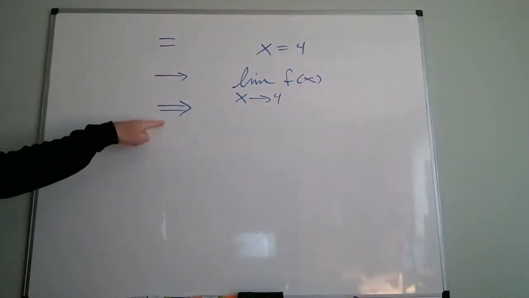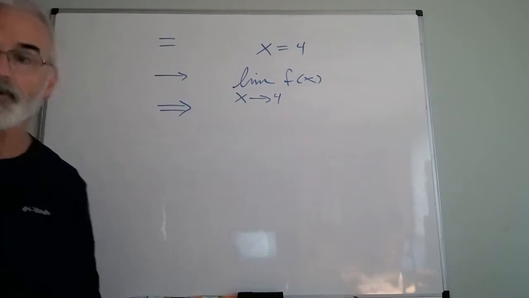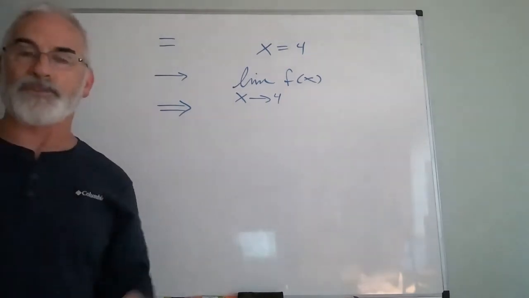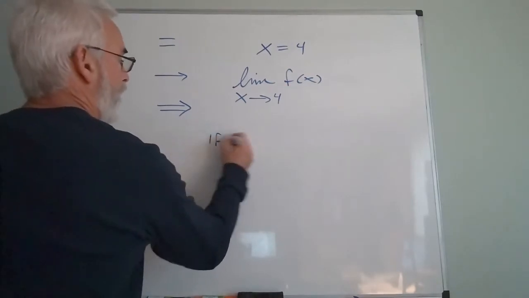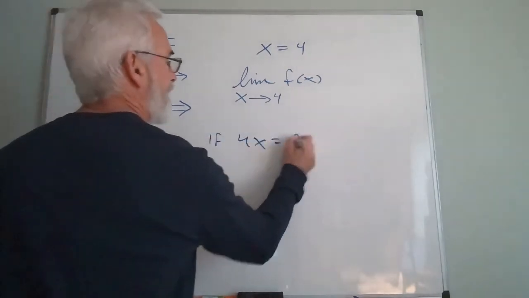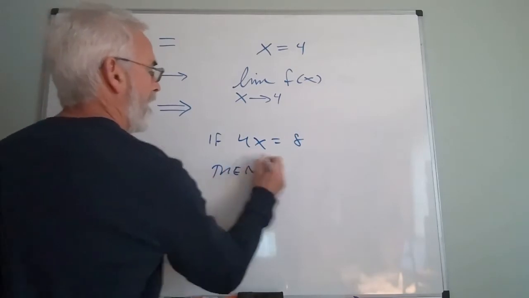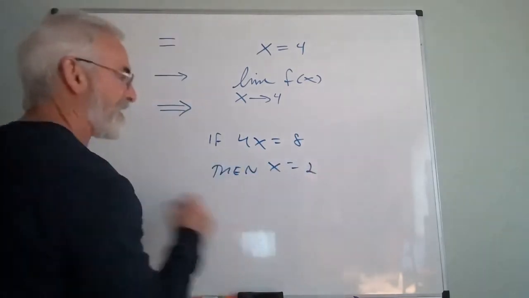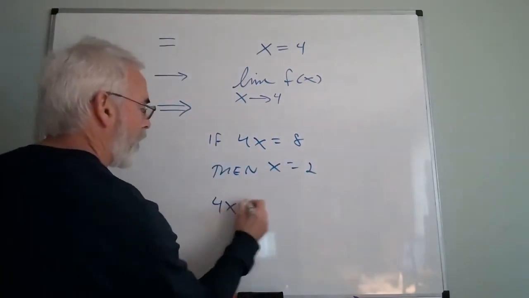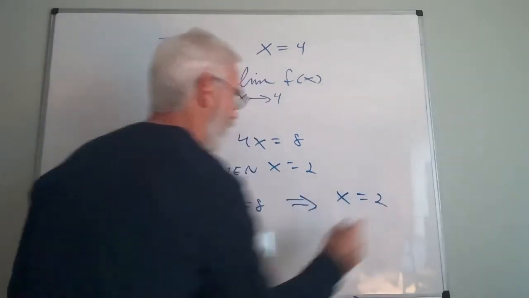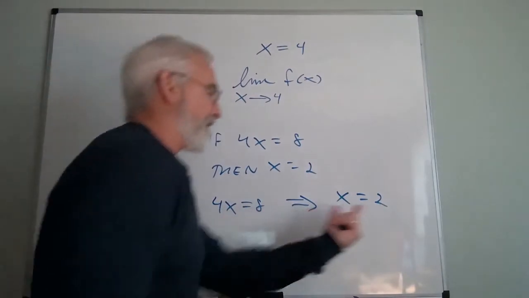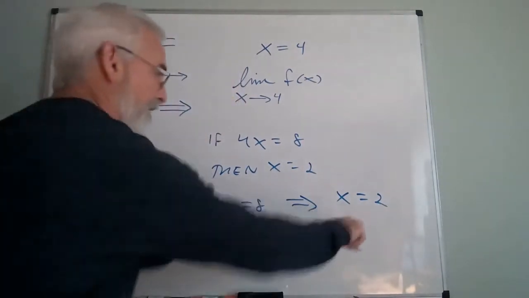And this one is an implication symbol, which is used between statements. Numbers do not imply numbers. That has no meaning. So I would say, if 4x equals 8, then x equals 2. That's equivalent to 4x equals 8 implies that x equals 2. Statement implies statement. I'm not saying numbers are equal.